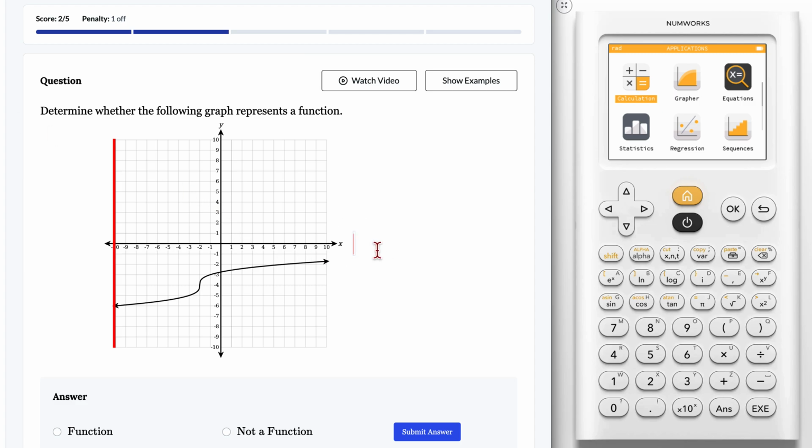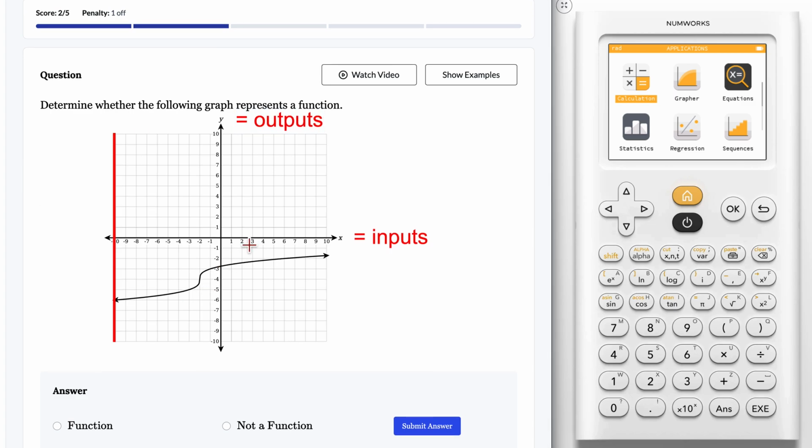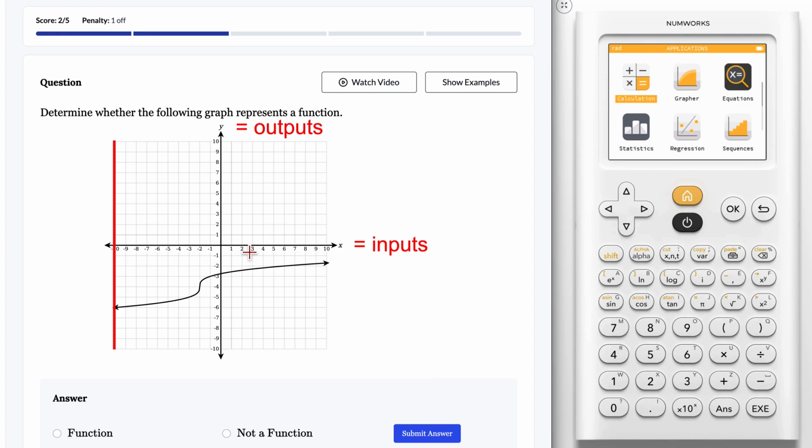So remember, our x here equals our inputs, and our y up here equals our outputs. So when you have an x value, say of 2 right here, and if 2 is your input, then whatever this value is here, say negative 2.5, that would be your output. So this line represents our outputs based on each input.